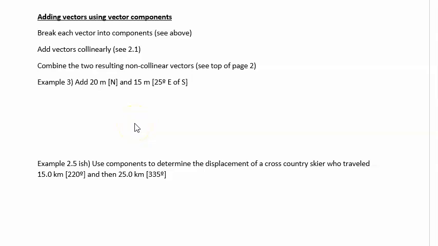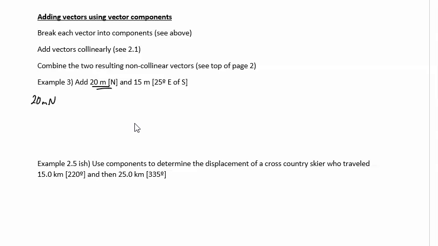Now if we add the components together, really we're going to break everything into components. We're going to add the vectors collinearly and combine the two results. Right? So all the skills we've had have led us up to these sort of examples. All right, so let's take a look. We've got 20 meters north and 15 meters, 25 degrees east of south. Well, we're going to break this apart. This first vector is really easy because it's already just 20 meters north.